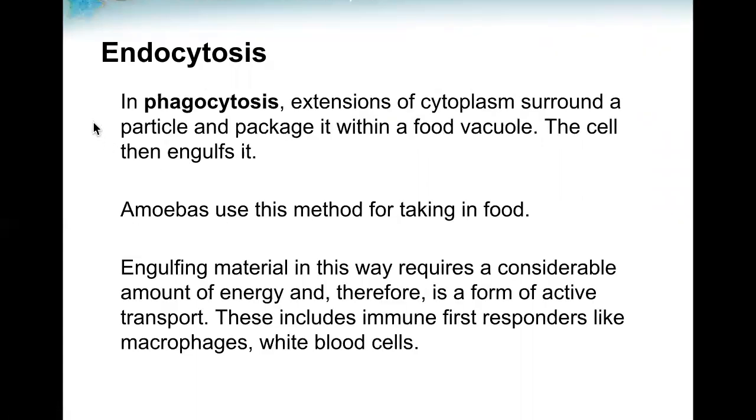In phagocytosis, extensions of cytoplasm surround a particle and package it within a food vacuole. The cell then engulfs it. Amoebas use this method for taking in food. Engulfing material in this way requires a considerable amount of energy and therefore is a form of active transport. These include immune first responders like macrophages, white blood cells.